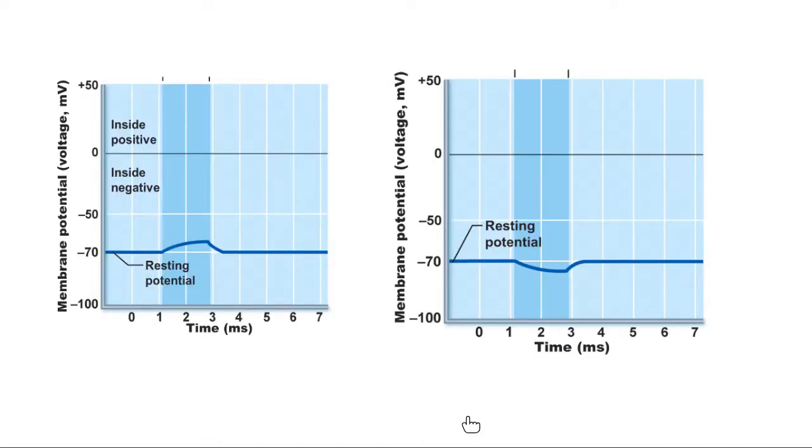Depending on the kind of channel that I open, so now we're talking about things like potassium channels or chloride channels, sometimes that's going to make the charge on my neuron's membrane go up. It's going to become more positive. Sometimes when I open up a channel, it's going to make the charge on my membrane on the inside go down.